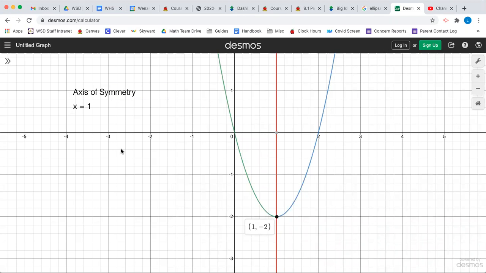The reason it's called the axis of symmetry is because it divides our parabola into two symmetrical parts. Two parts that, if you were to mirror them onto each other, would overlap perfectly. So if you can imagine flipping that green part onto the blue part, they would overlap exactly. So that's what our axis of symmetry means.